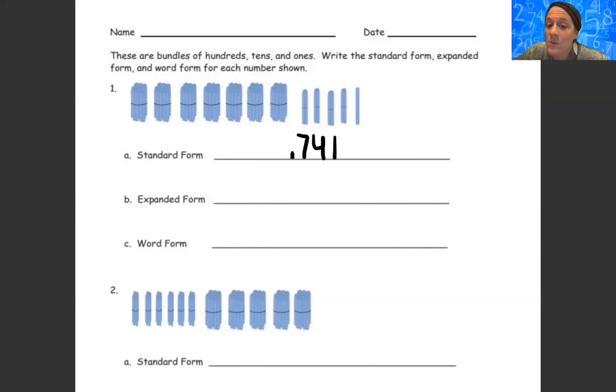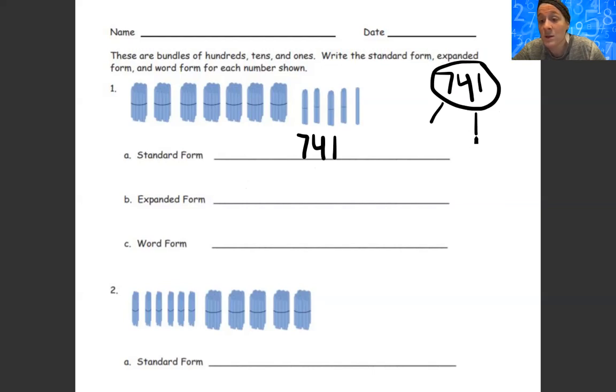Okay, so who can read this number to me? Go ahead. Yeah, 741. Good job. So now what we're going to do is break this apart into our expanded form. Now remember, if you want to do this over here, 741, and you want to think about our number bonds and how we can break this apart, you can do that. That's fine if that helps you think.